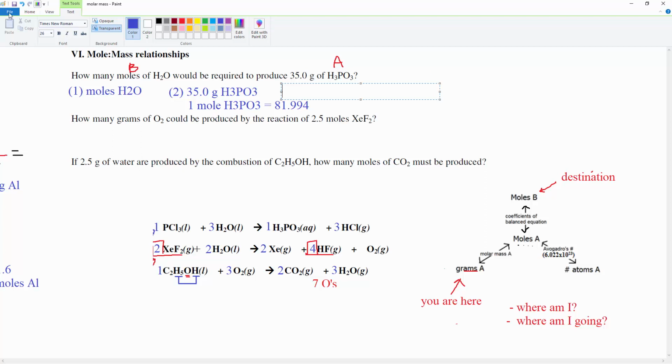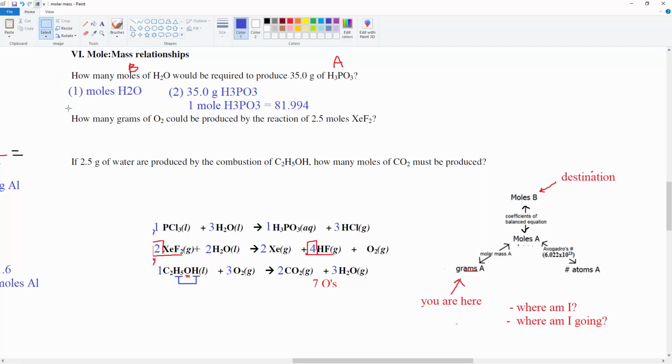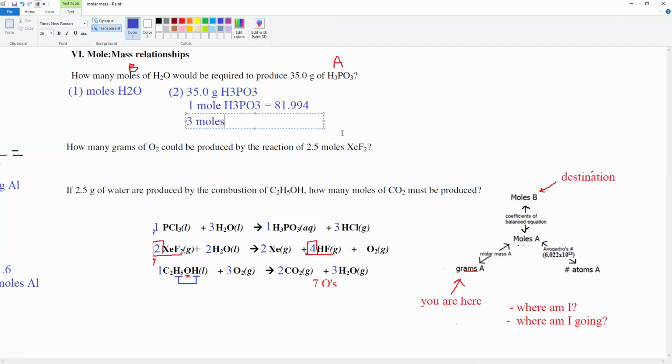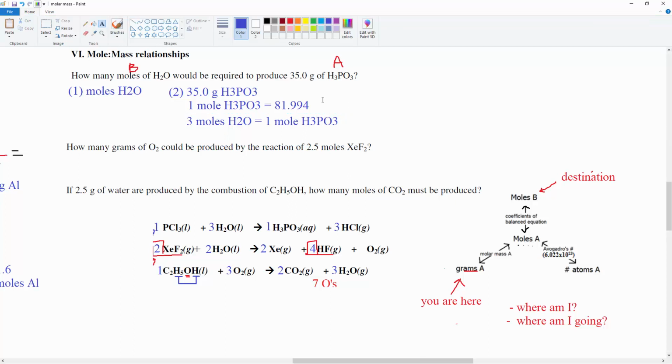Yeah, there's a 3-to-1 relationship there, right? Specifically, if you're looking at this equation, 3 moles of water make 1 mole of H3PO3. Okay. So now we can set this up.